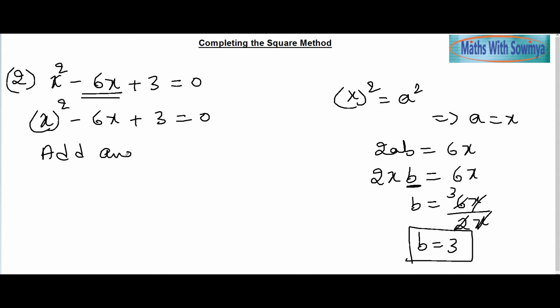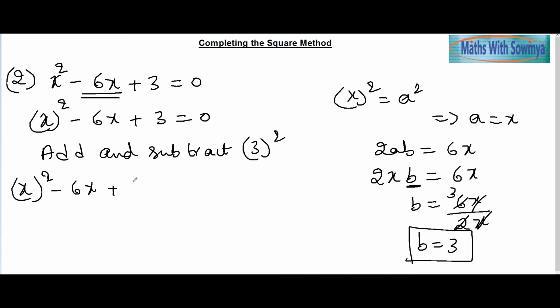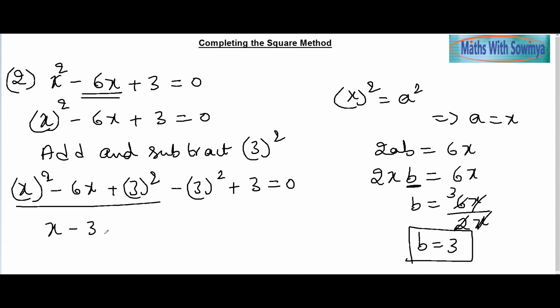Add and subtract 3 square. So, this will give me x square minus 6x plus 3 square, just after 2ab you can put this, then minus 3 square plus 3, this is 0. So, this whole thing is directly a minus b whole square formula, a square minus 2ab plus b square. This will give me minus 9 plus 3, this is equal to 0.